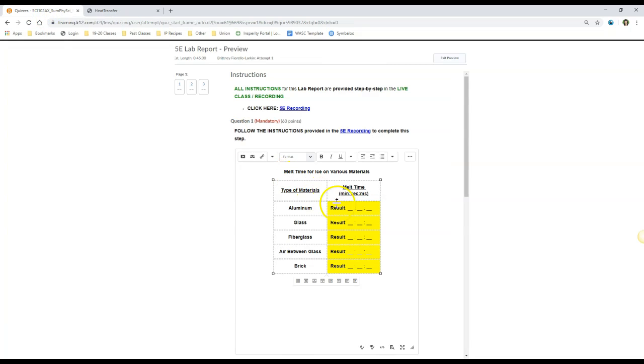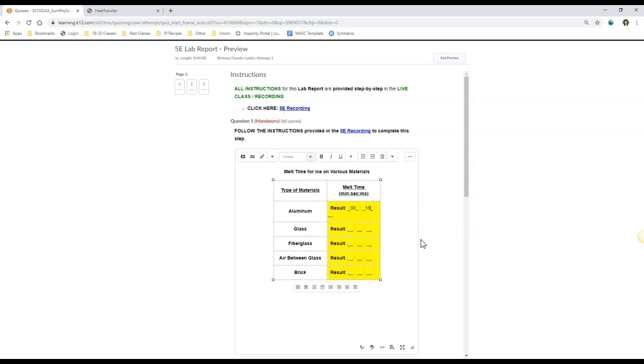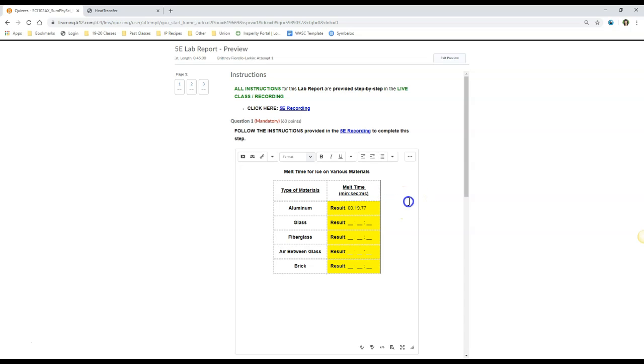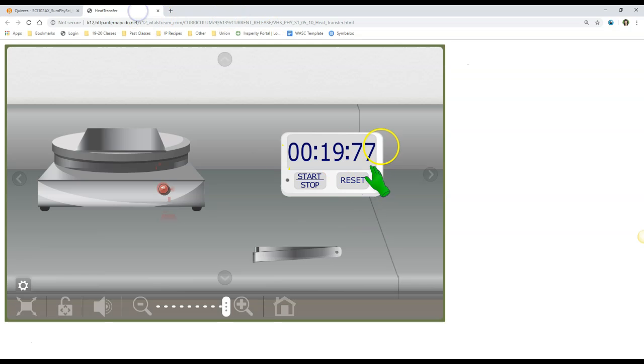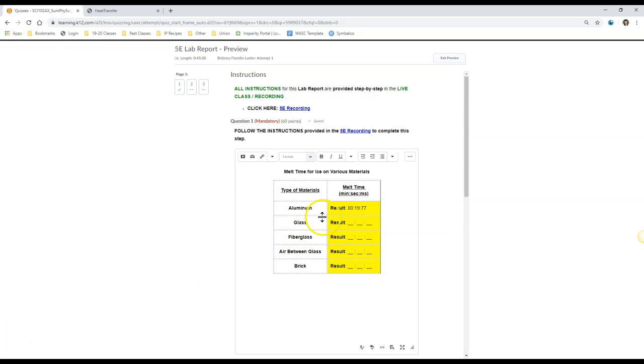I'm going to fill that in here, and you can copy that. So 0, 0, 19, 77. I do recommend that you delete some of these spaces so it looks a little neater. So really just copy it exactly as you see it from the timer: 0, 0, 19, 77. So 0 minutes, 19 seconds, 77 milliseconds. Okay, so that is the aluminum.